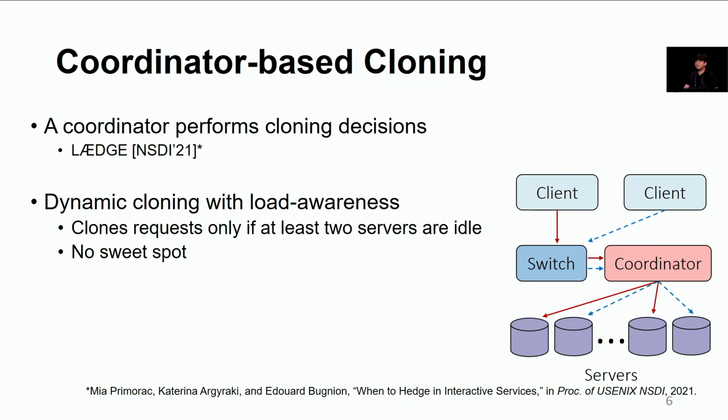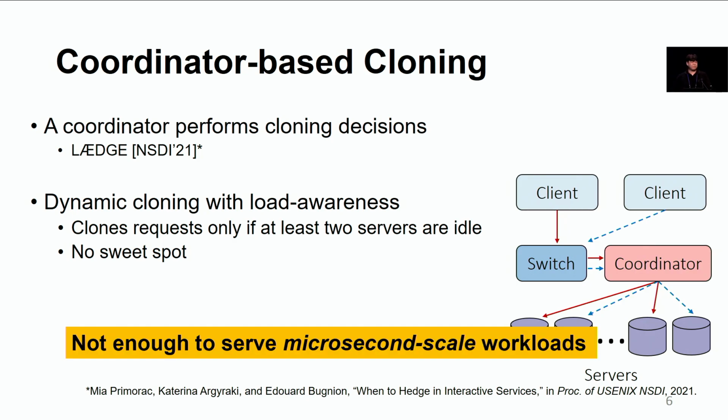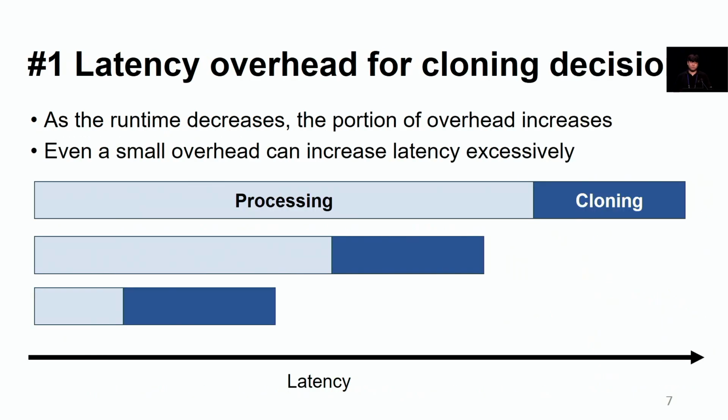In RAG, instead of a client, the coordinator node performs dynamic request cloning. The RAG coordinator replicates the request only if there are 2 idle servers. So there is no sweet spot. However, this is not enough to serve a microsecond-scale workload. There are 2 reasons for this.